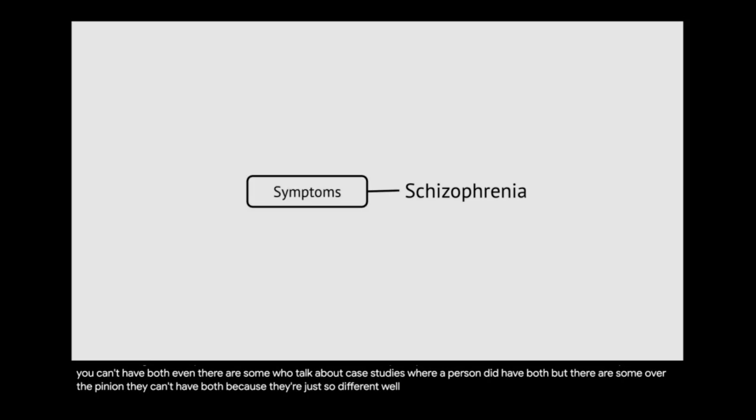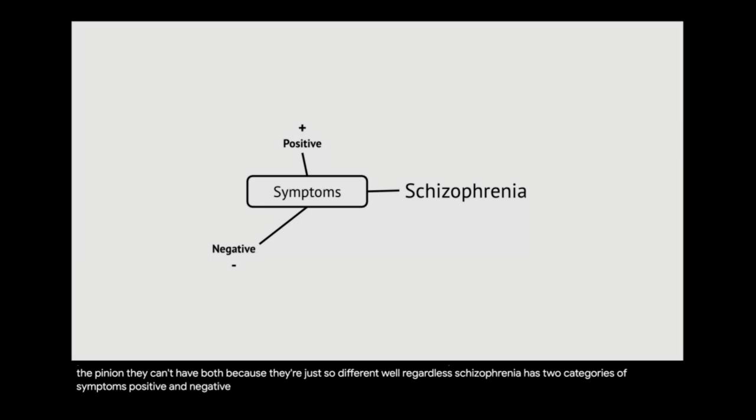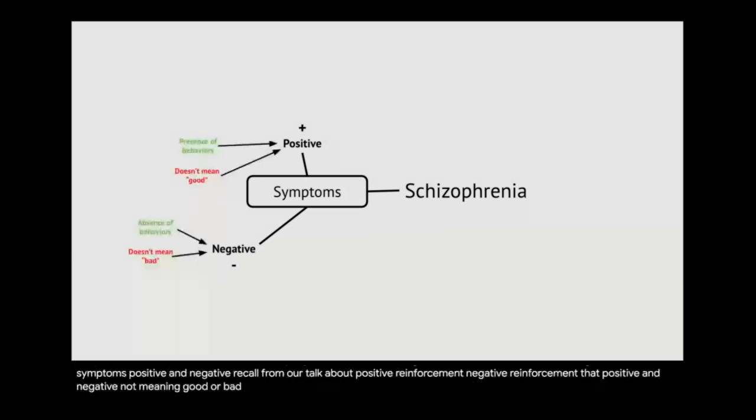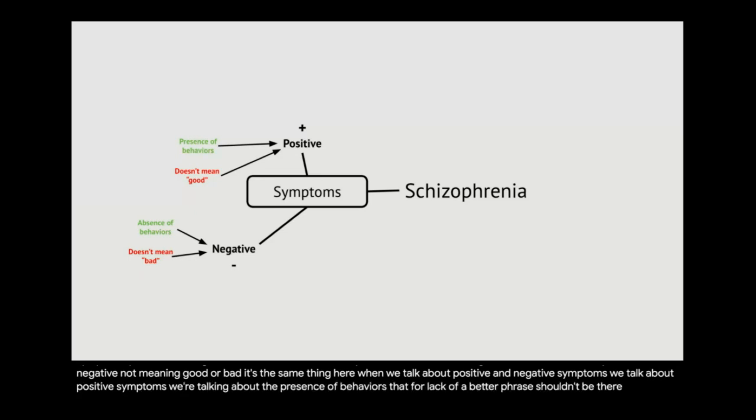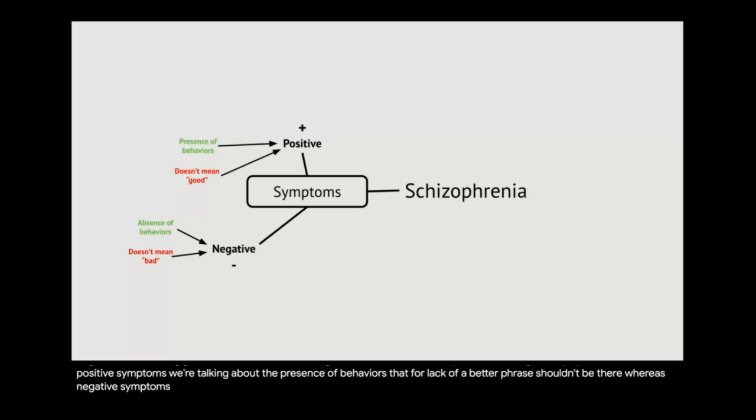Well, regardless, schizophrenia has two categories of symptoms: positive and negative. Recall from our talk about positive reinforcement and negative reinforcement that positive and negative do not mean good or bad. It's the same thing here when we talk about positive and negative symptoms. When we talk about positive symptoms, we're talking about the presence of behaviors that, for lack of a better phrase, shouldn't be there, whereas negative symptoms are the absence of behaviors that probably should be there.